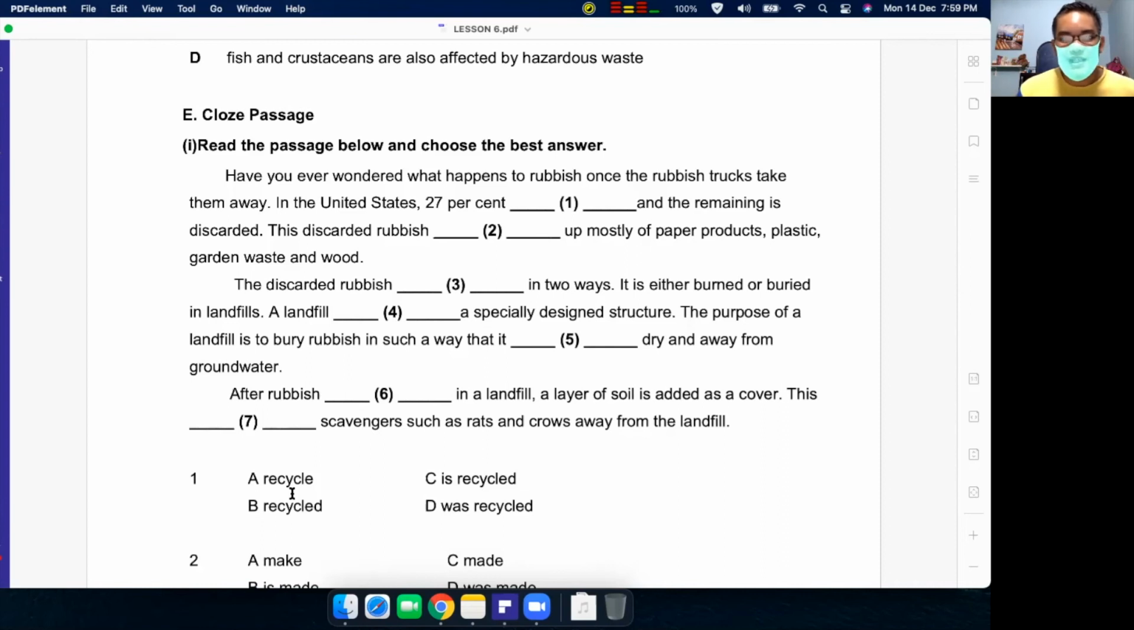Let's try to look for the best answer, shall we? So have you ever wondered what happens to rubbish once the rubbish trucks take them away? In the United States, 27% something, and the remaining is discarded. See, is discarded, this one. Can you choose recycle, recycled, was recycled, or is recycled? Look at this sentence, okay? So the best answer for question number 1 is C. In the United States, 27% is recycled and the remaining is discarded.